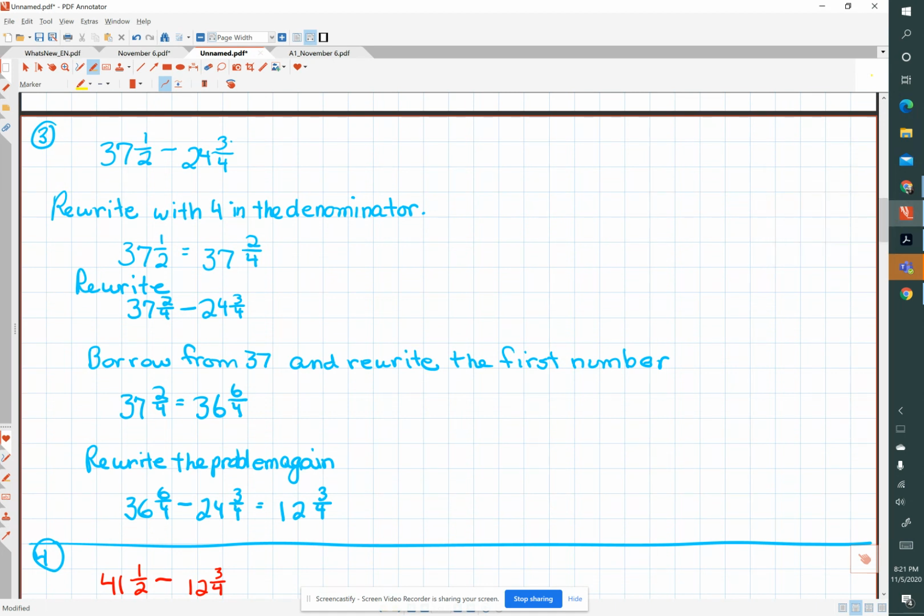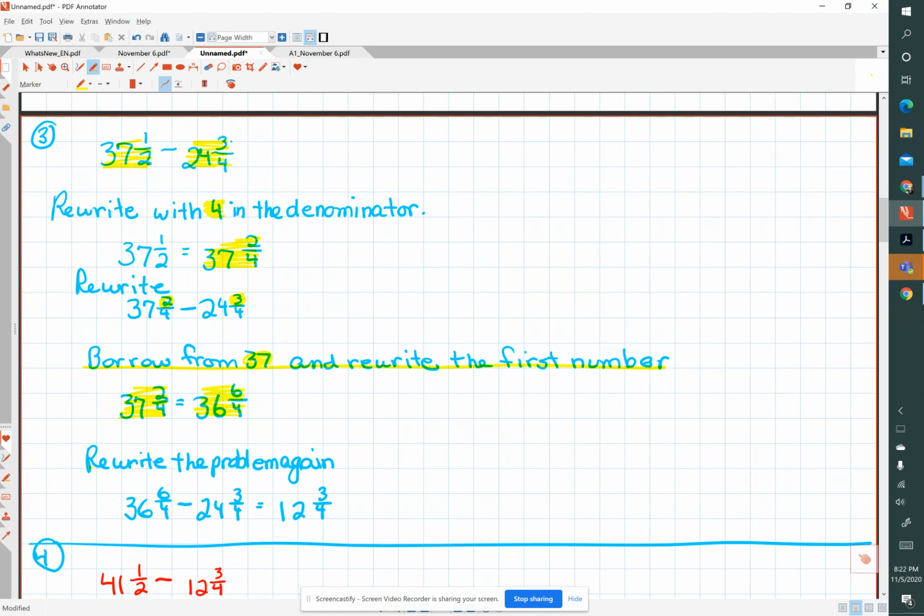So our third problem is 37 and 1/2 minus 24 and 3/4. I need to rewrite this with 4 in the denominator. So 37 and 1/2 will rewrite to 37 and 2/4. However, I cannot subtract 3 from 2. So I will borrow from the 37 and rewrite that first number. So 37 and 2/4 will become 36 and 6/4.